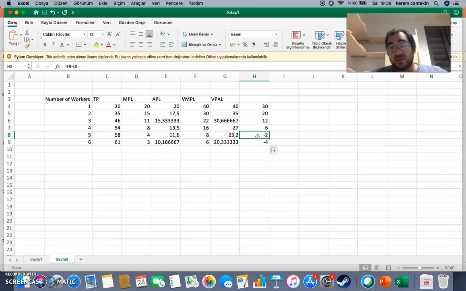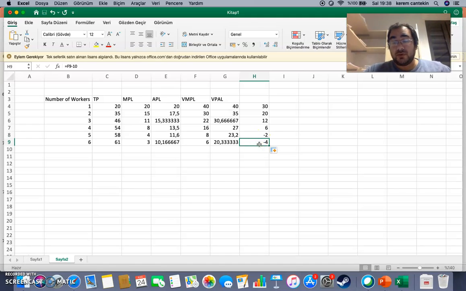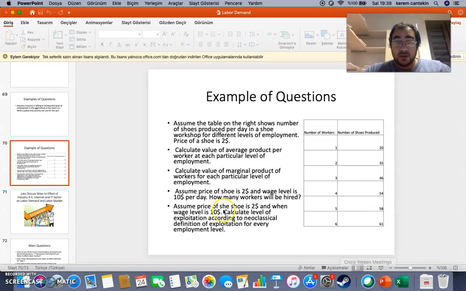5 workers working, now minus 2, which means actually now the workers are exploiting the capitalists. And 6 workers working minus 4, which means again the workers are exploiting the capitalists. So this is the end point. I'll stop here.